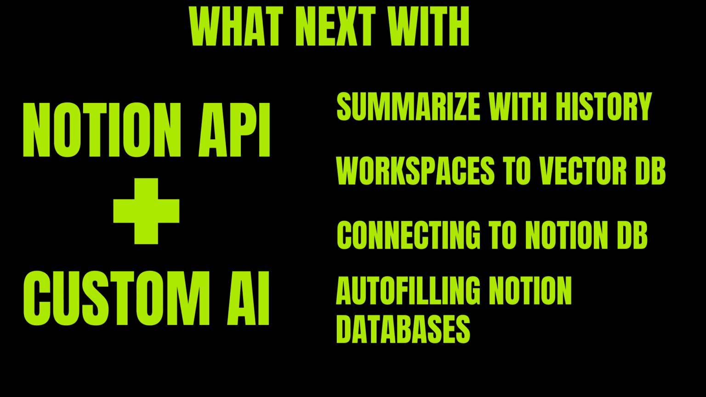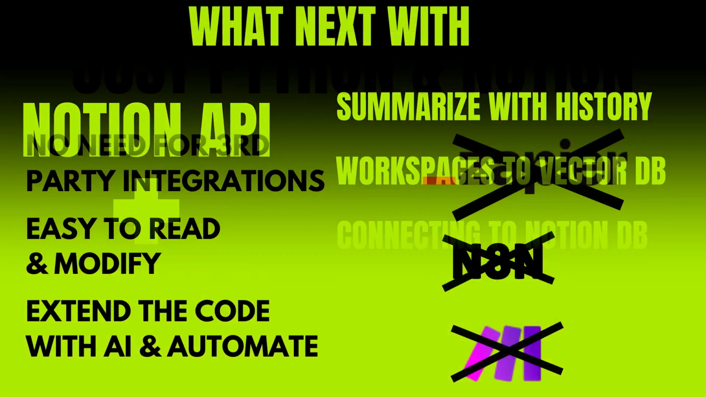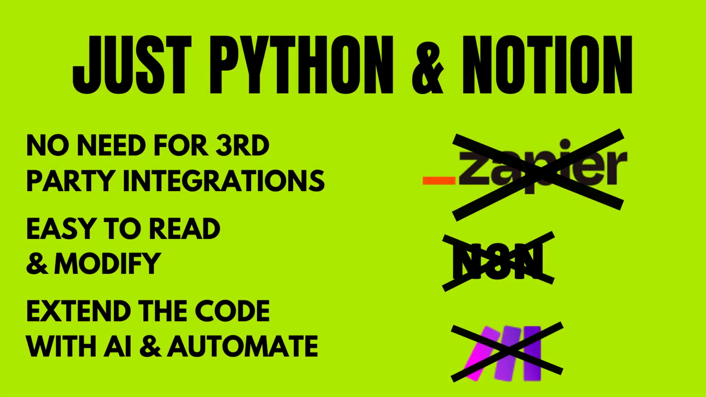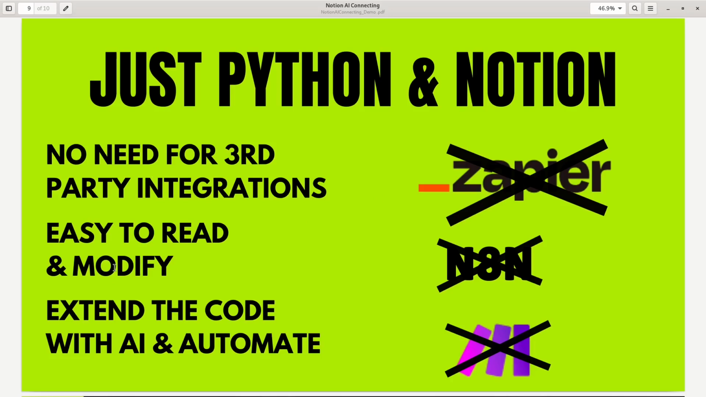Next, it takes time to get used to the concept of Python having all the control, because we can see that Notion is able to do all the work for you, right? At the same time, Python is able to do all the work for connecting with Notion. You don't need any tools like Zapier, N8N, or Make to sit in the middle. You can do it directly with Python and Notion. Even if you want to create some kind of automation that is going to be triggered, you can do that by using a cron job. There are various ideas and techniques that you can use for these kinds of activities. So there is no need for third-party integrations. The Python code is easy to read and modify. You can extend the code with AI and automate.